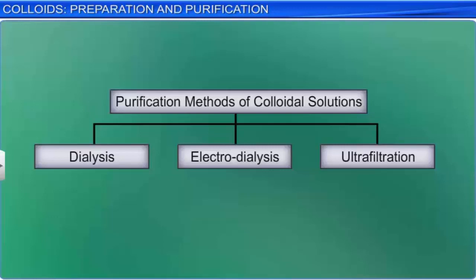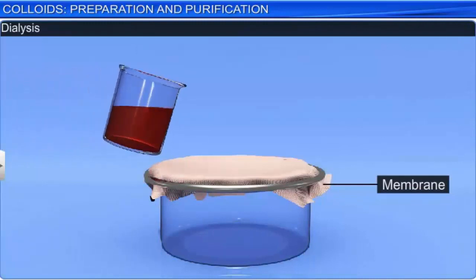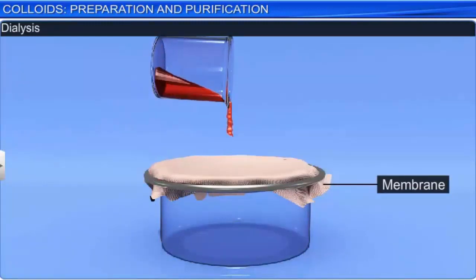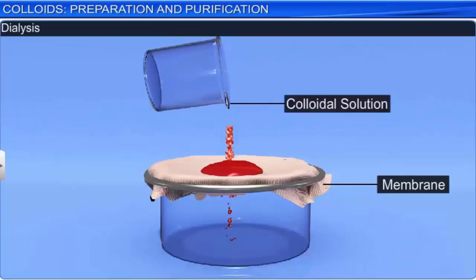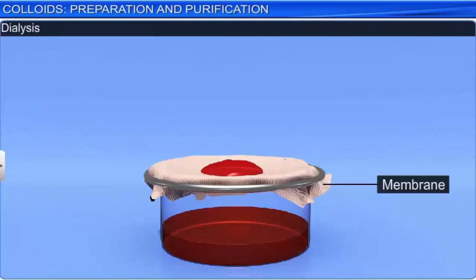It is defined as a process to remove a dissolved substance from a colloidal solution by means of diffusion through a suitable membrane. This method is based on the fact that colloidal particles cannot pass through a parchment or a semi-permeable membrane, but the ions of the electrolyte can.